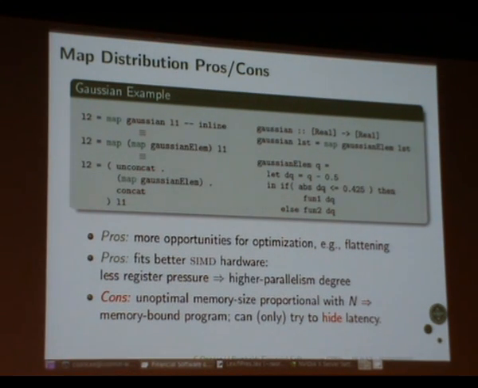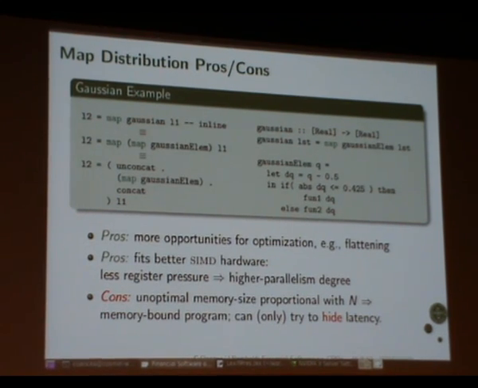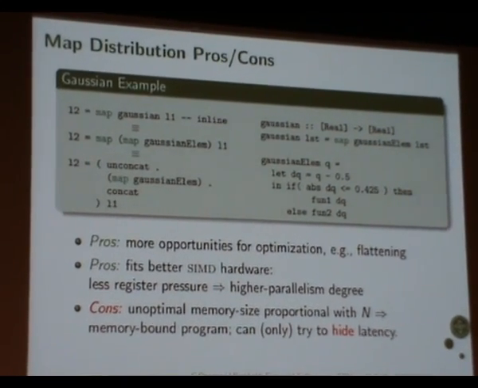So, why do this? Is there any reason for which you would like to do loop distribution, map distribution? Well, this will allow you to have smaller kernels, which conceivably can be better optimized, and they put less register pressure. So, for example, here our Gaussian function is looking, in its turn, like a map with a Gaussian element. So we have a map of map which you can flatten. The only con is that this has memory size proportional to n, and as we have said, typically leads to a memory-bound program because we can only try to hide latency, but this will not eliminate it completely.